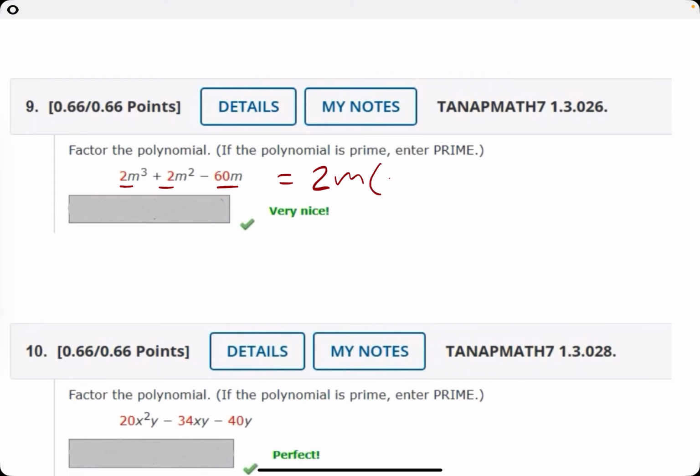What does that leave us with? We take out the 2 from the 2, we get 1. m from the m cubed, we get m squared. 2m from 2m squared is m. 2m from minus 60m is minus 30.